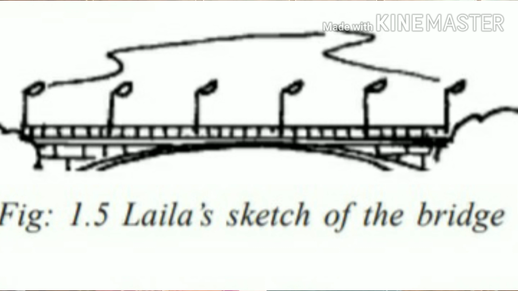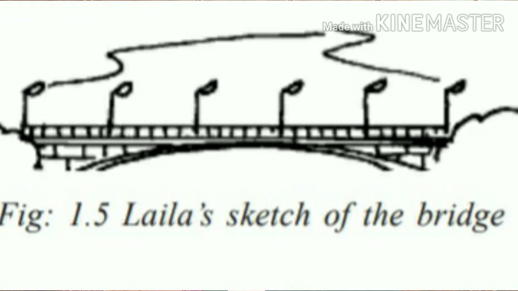The actual distance between two lamp posts is 100 meters. In the sketch map, the distance between two lamp posts is only 1 centimeter. So between two lamps, how much distance? 1 centimeter. The actual distance is 100 meters, but in the sketch map the distance is 1 centimeter. That means 100 meters equals 1 centimeter. So the total distance is 5 centimeters.